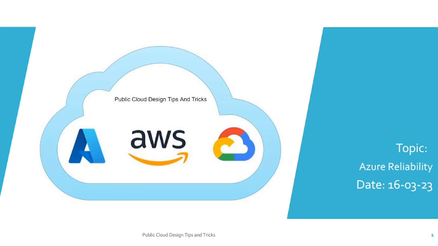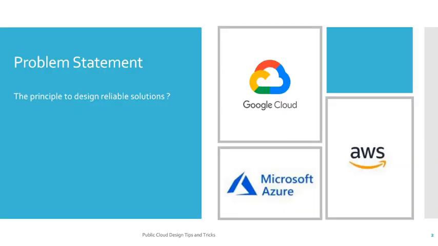In this channel, we generally discuss public cloud design problem statements and their related solutions. Today, we are going to discuss one of the pillars of the Azure Well-Architected Framework, known as Azure Reliability. So, before that, let's try to understand what our problem statement is. The problem statement is the principle to design reliable solutions in the Microsoft Azure world.